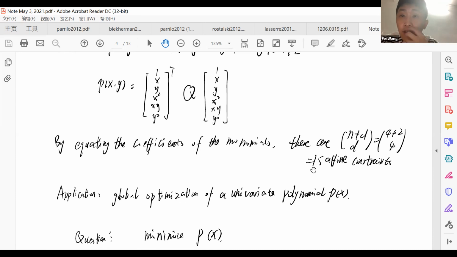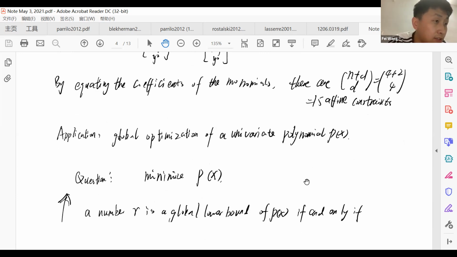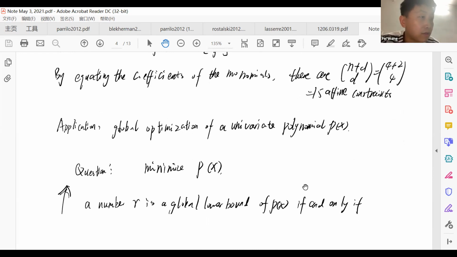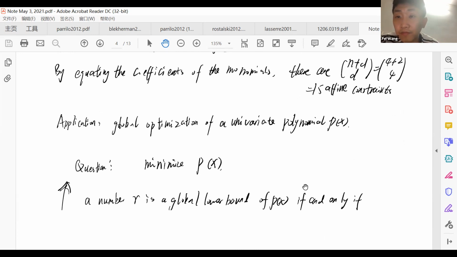So now we see how we can replace the non-negativity constraint with a sum of squares constraint. So let's see the application. How do we apply this sum of squares technique to polynomial optimization?